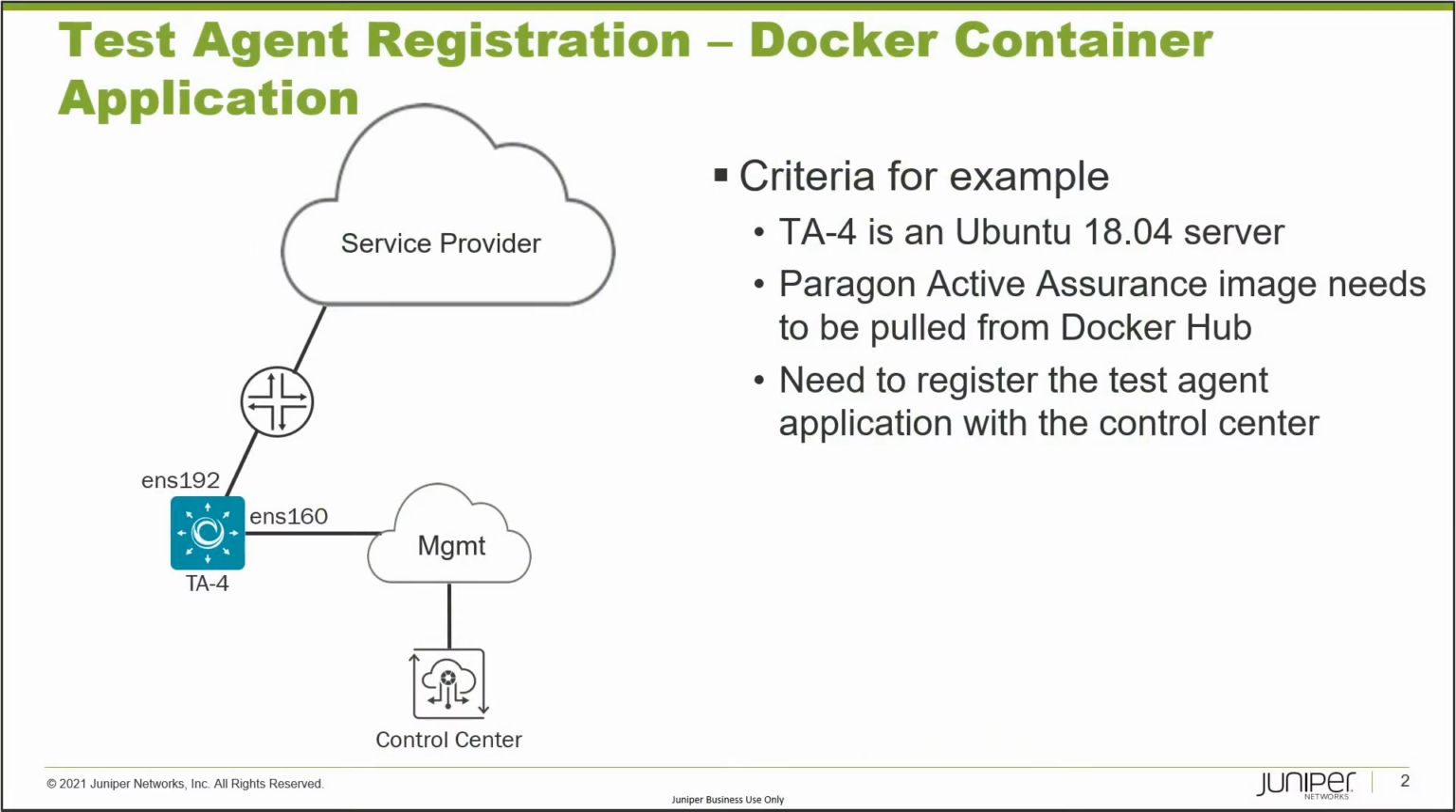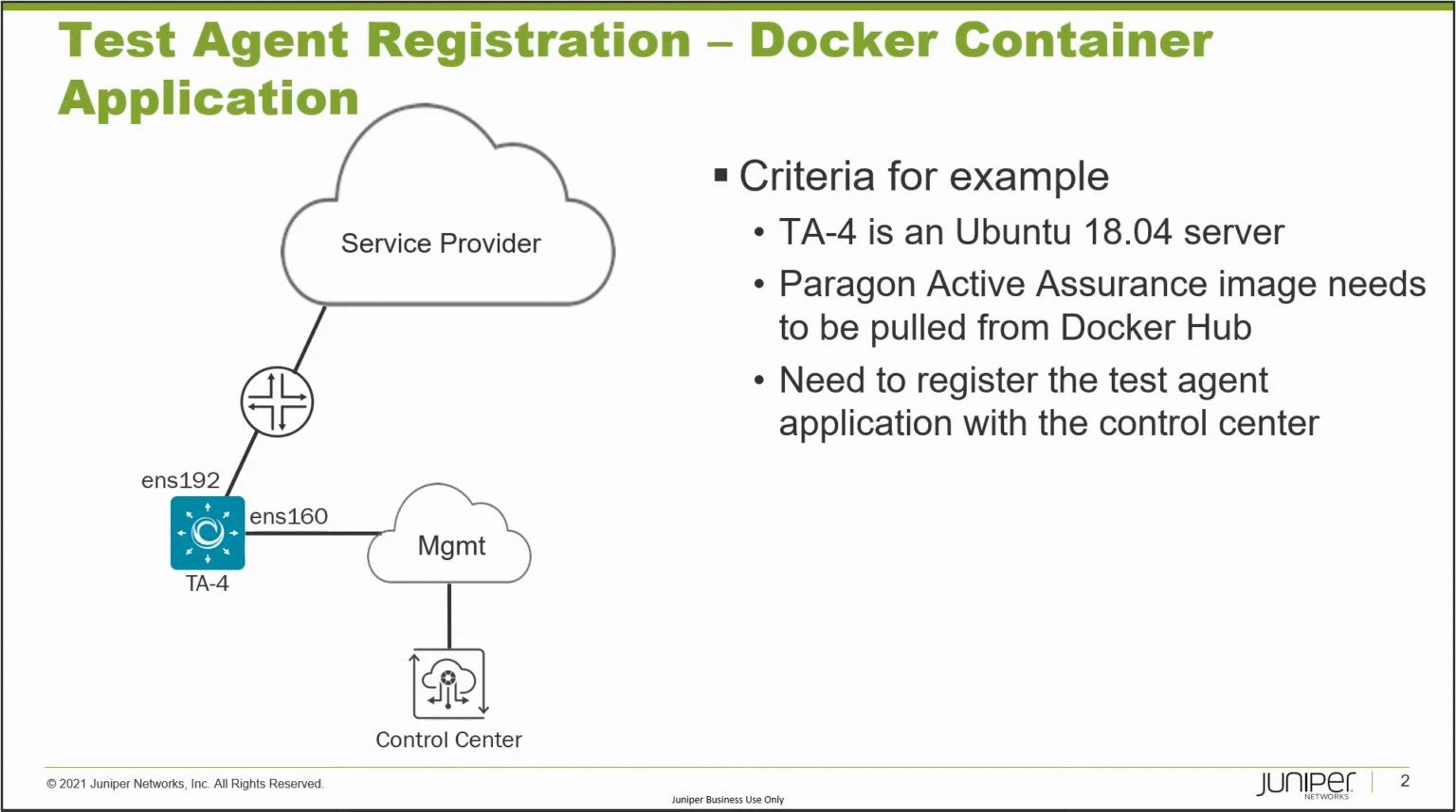In the topology on the slide, we have a few different devices I want to talk about. First, the TA4 device, which is an Ubuntu server on version 18.04, and that device has two interfaces. It has the ENS 192 interface that connects to a router that then connects into a service provider network. And then we have the ENS 160 interface, which connects to the management network and provides connectivity with the control center.